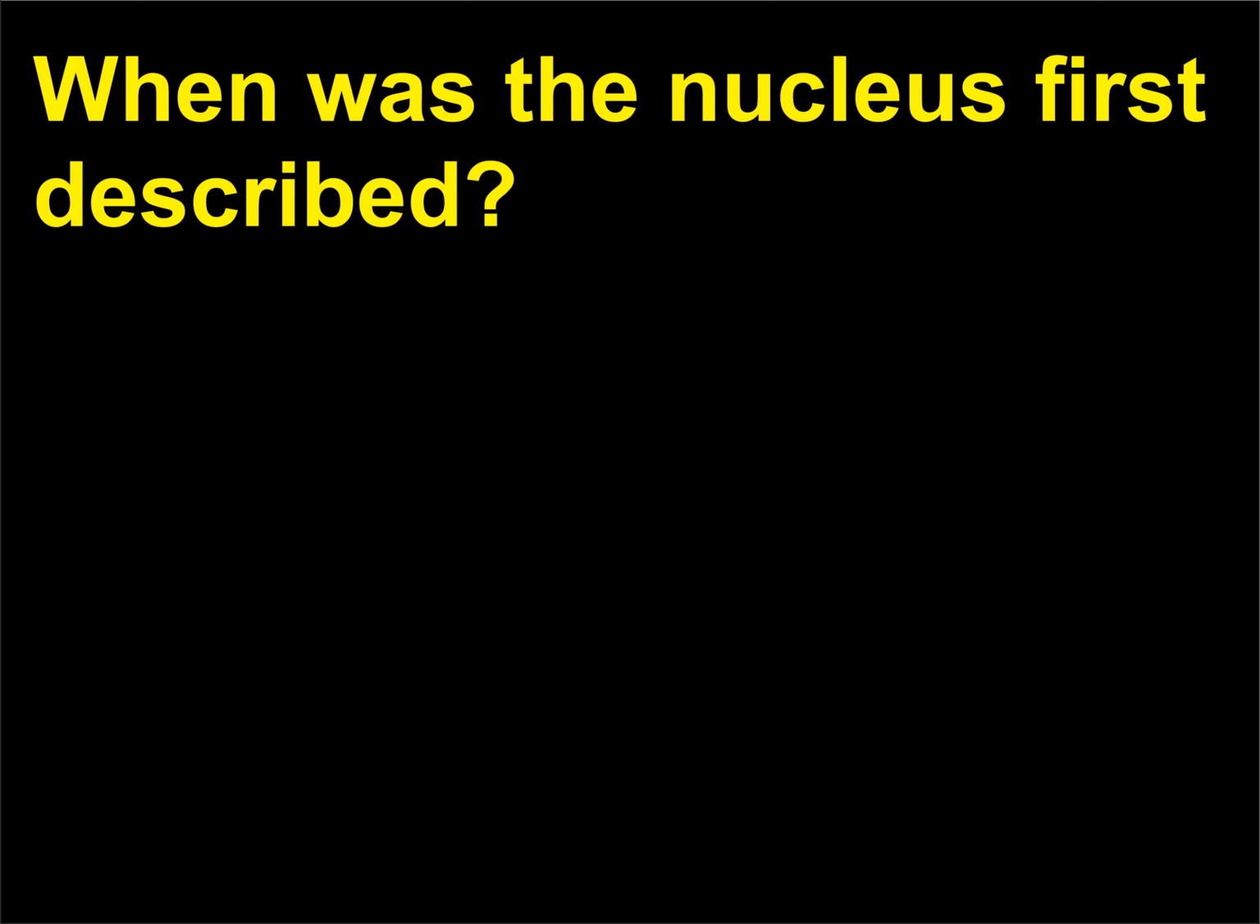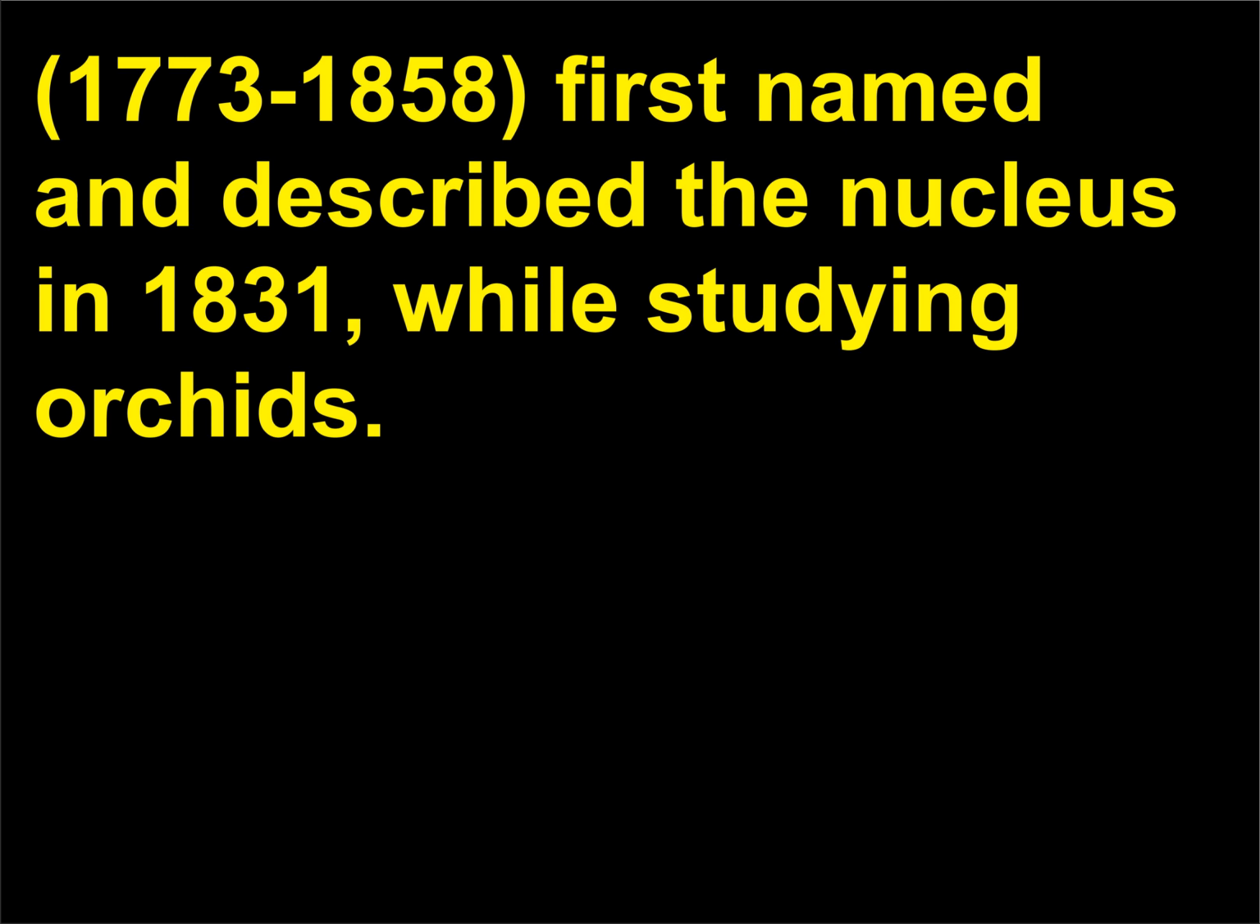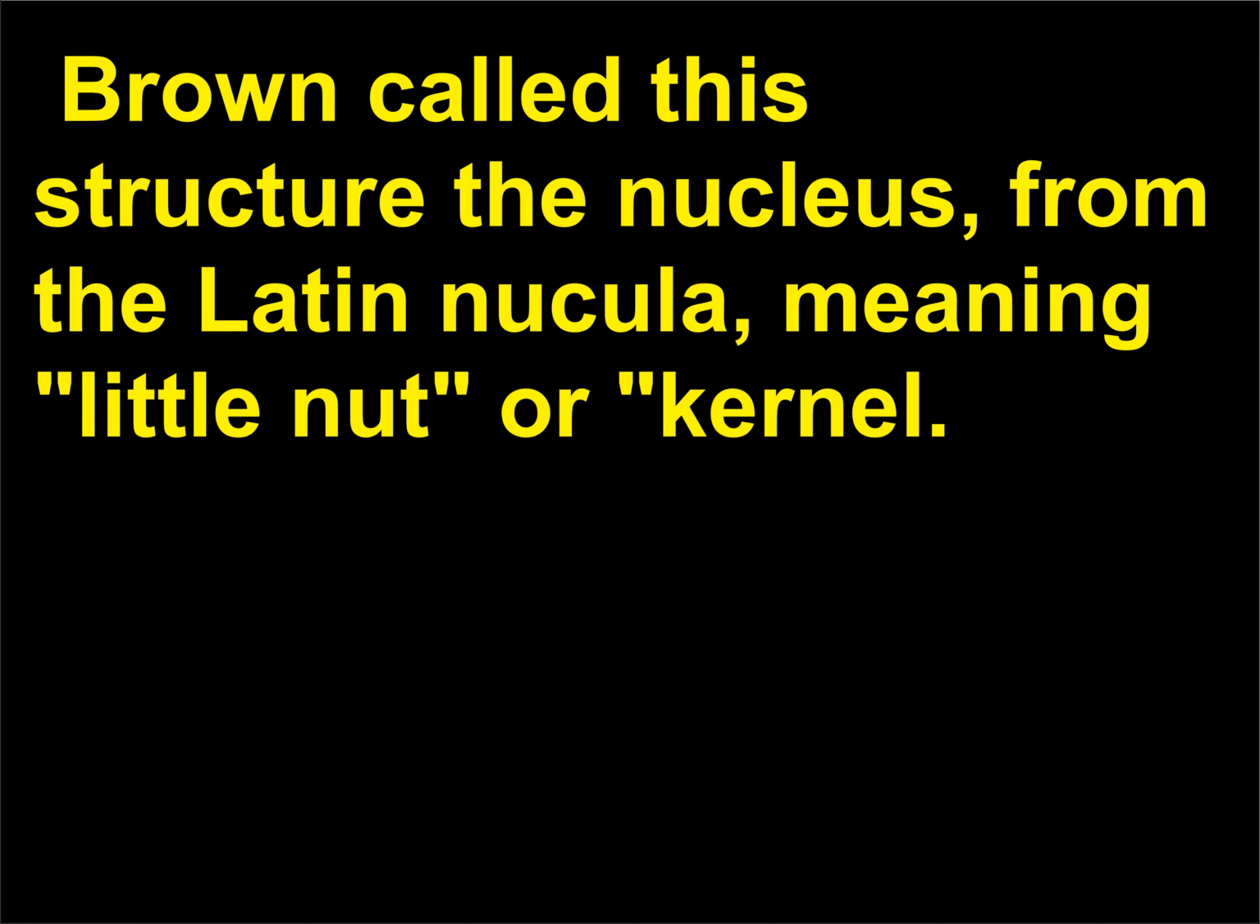When was the nucleus first described? The Scottish botanist Robert Brown (1773 to 1858) first named and described the nucleus in 1831, while studying orchids. Brown called this structure the nucleus, from the Latin nucula, meaning little nut or kernel.